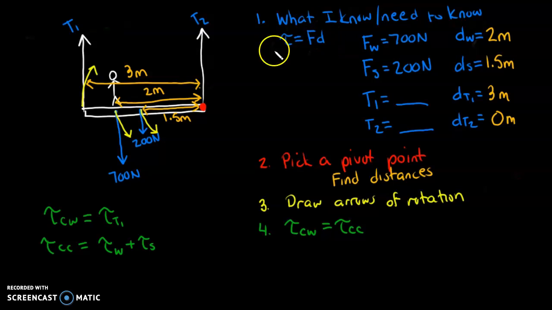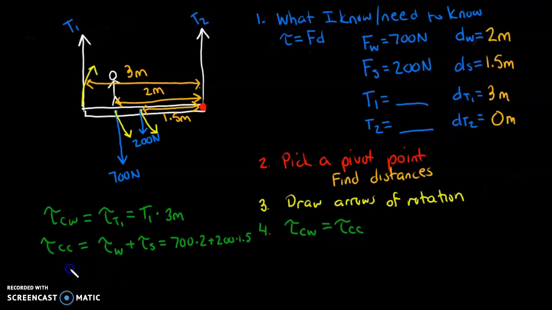Okay, so then I go back to this equation we talked about earlier. Torque is force times distance. So the torque of T1 is going to equal the force, T1, times the distance, and the distance for T1 is 3 meters. And over here, the torque of the washer is 700 newtons times a distance of 2 meters, plus 200 newtons times a distance of 1.5 meters.